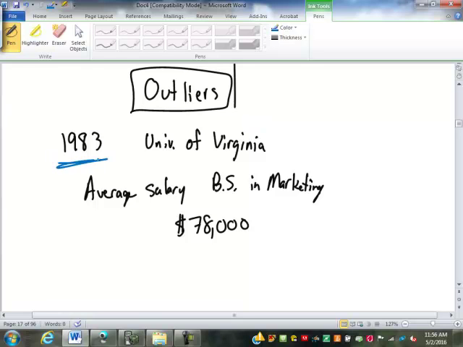Back in 1983, if you look back at the numbers, the average high school teacher was starting out at between $16,000 and $18,000. So $78,000 looks even better for 1983. Well, there's a problem here. One of the graduates in their marketing program that year, who did graduate with a marketing degree, was a man by the name of Ralph Sampson.